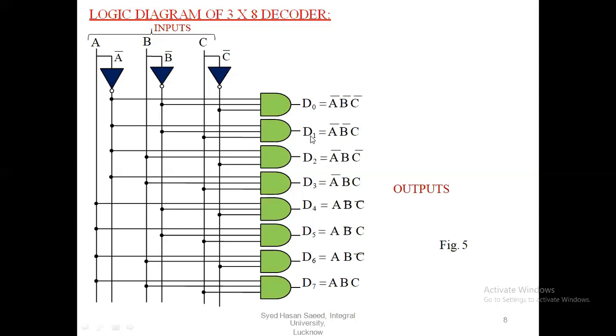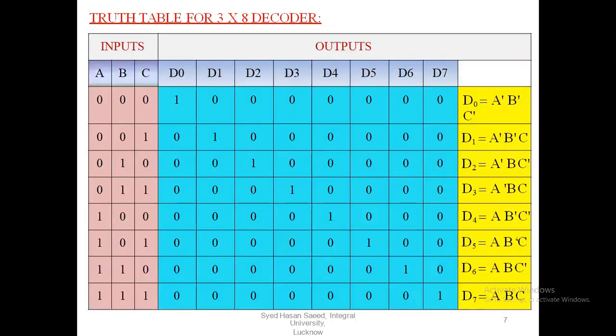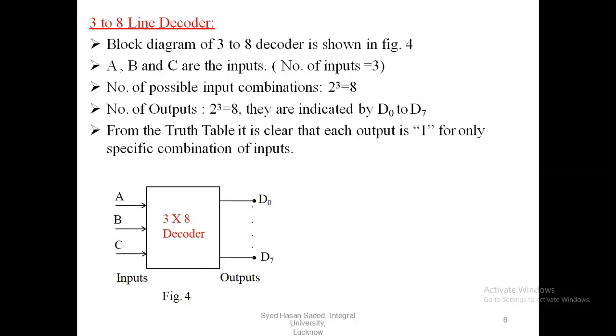And same as D1 is A bar, B bar, C, and we take the connections from A bar, B bar, and C. So it will be one AND gate. Like this, we will construct the 3 to 8 decoder. Is there any difficulty with the 3 to 8 decoder? No, madam. So 3 to 8 decoder means we pass 3 inputs and it produces 8 outputs.